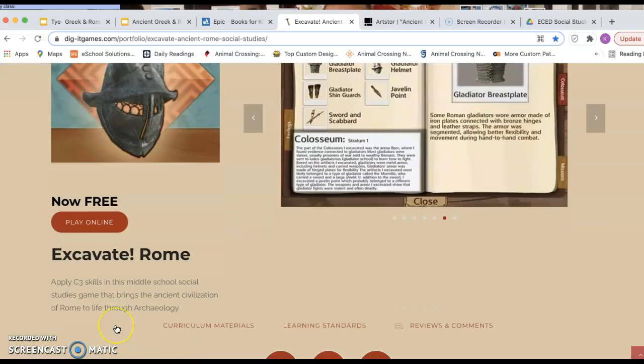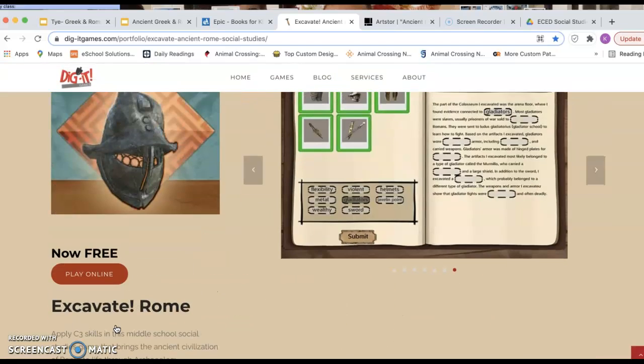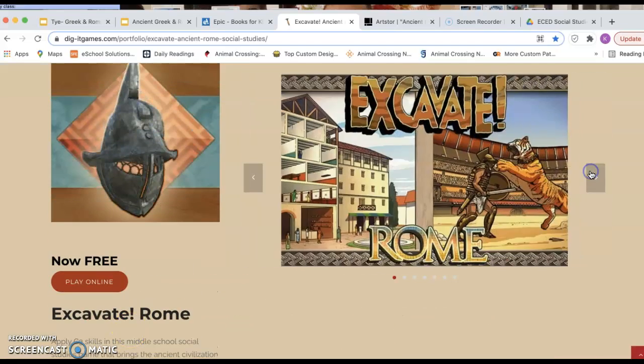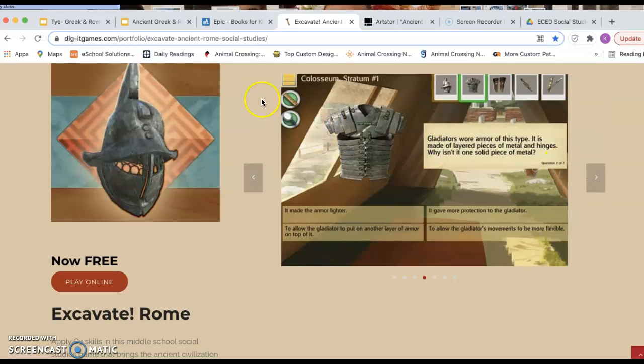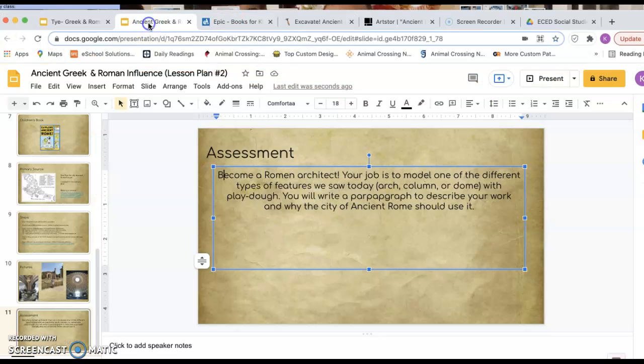lesson is a really cool Excavate Rome activity where students can use different tools and dig up different artifacts, and it'll actually explain the tools and the artifacts to the students. And so I just thought that'd be a fun way to wrap up the lesson.